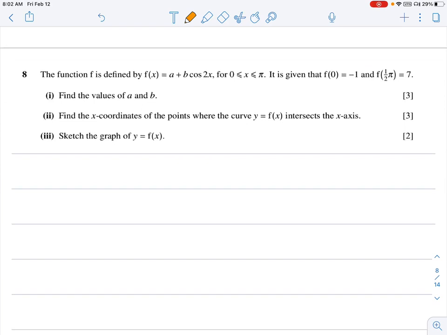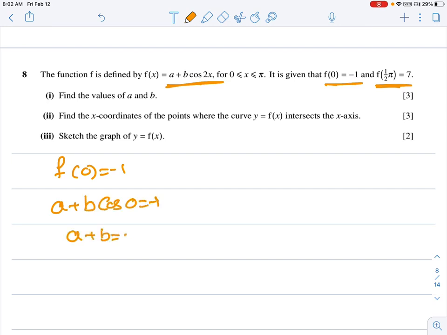Question number 8. The function f of x is equal to a plus b cos x, f of 0 is minus 1, f of pi by 2 is 7. Find the values of a and b. It has been given f of 0 is equal to minus 1. Substitute 0: a plus b cos 0 is equal to minus 1. Cos 0 is 1, so a plus b is equal to minus 1. I got one equation.